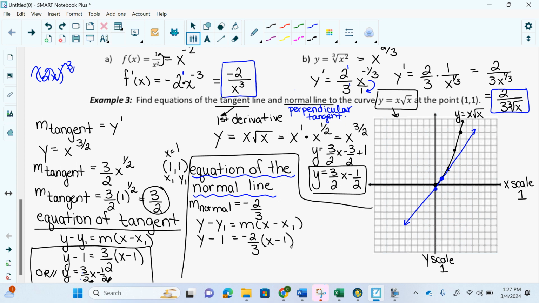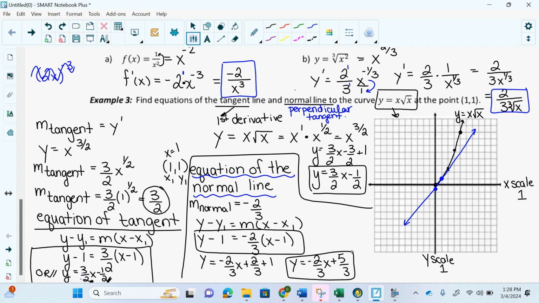If I want to graph it, though, to check it, I actually have to expand. Oh, I forgot this board doesn't move there. So I'd have to distribute it through. So this is an answer, and it's totally fine. If I want to graph it, though, I'm going to have to move that 1 over and distribute the -2/3 through. So I'm going to get -2/3 x plus 2/3 plus 1. So my other equation is y equals -2/3 x plus 5/3, which is like 1.6666.